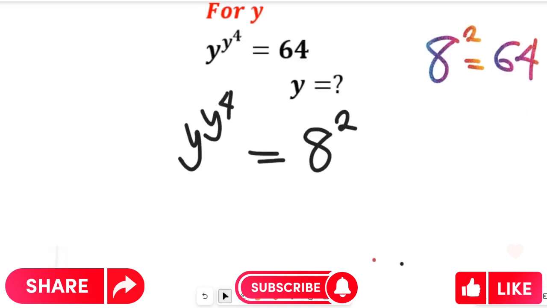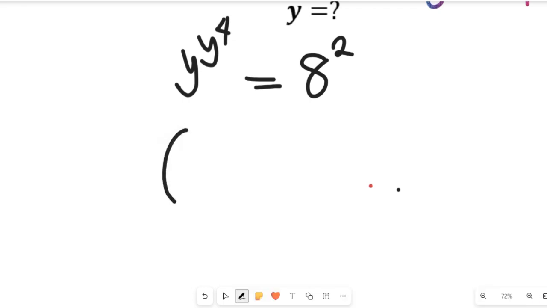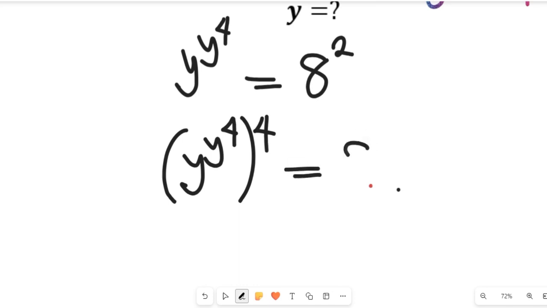Now, what do we do from here? What I think we should do is to multiply through by the power of 4. Now, why are we doing that? Just continue watching to see why. To find the value of y, we're going to multiply through by the power of 4. If we multiply both sides by the power of 4, this will give us 8 to the power of 2 multiplied by the exponent 4.